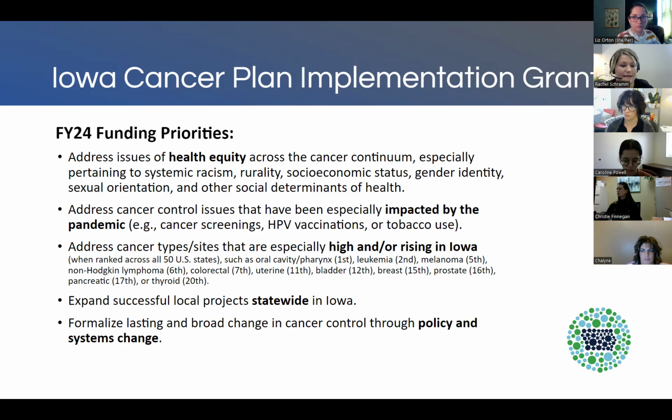The other priorities are expanding local projects statewide in Iowa. So really taking what worked in your community or within your health system, and how could we replicate that across the state? And also focusing on formalizing lasting and broad population change in cancer control through policy and systems change. I know that's very broad, but that's something that the board wants to see as well.